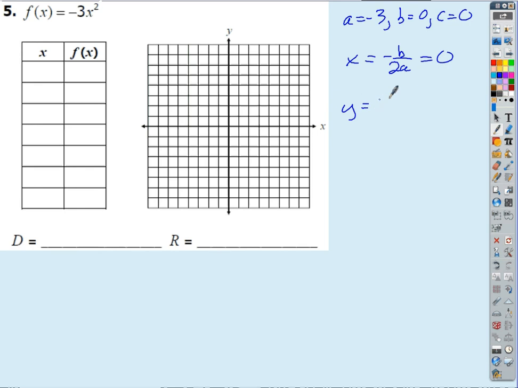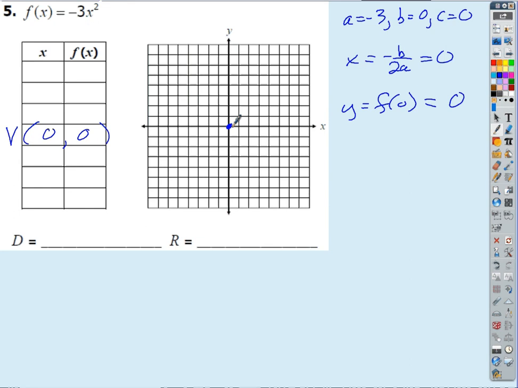So y then would just equal f of 0. What happens if I plug 0 into my function? I get 0, don't I? So the coordinates of the vertex, I'm going to put the vertex right in the middle here. I'm going to put a V for vertex, and my coordinates are going to be (0, 0), right? So I got a point. The vertex is right there.